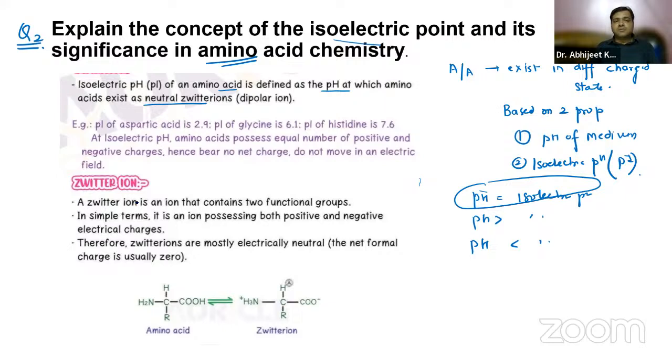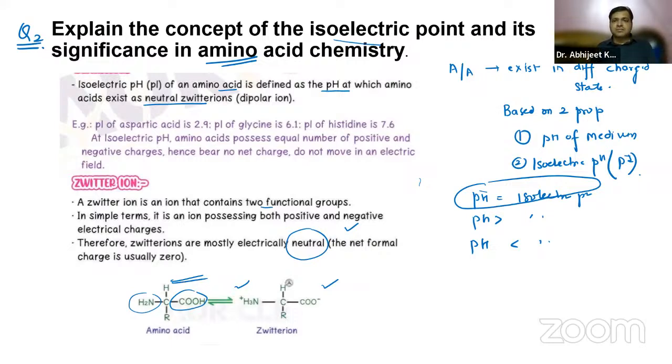Okay. So a Zwitter ion is one that contains two functional groups. I already told you we have the carboxylic acid and amino group, right? They have both positive and negative charge, and in total it is neutral, right? So that is something you have to remember.